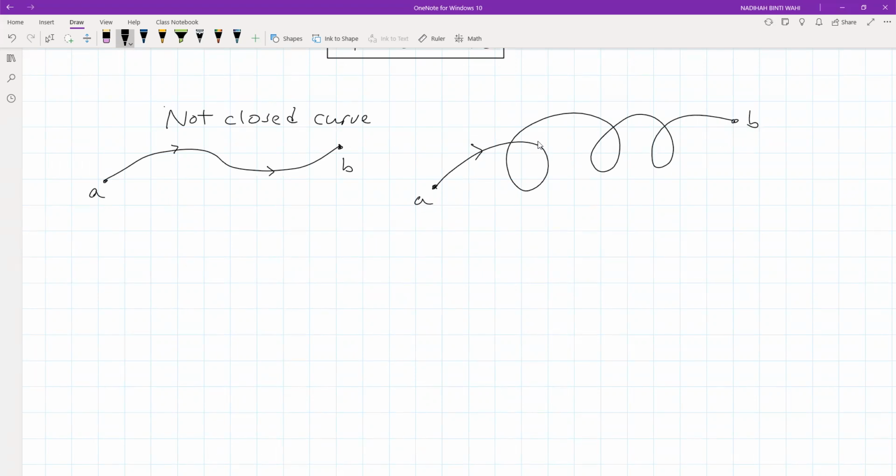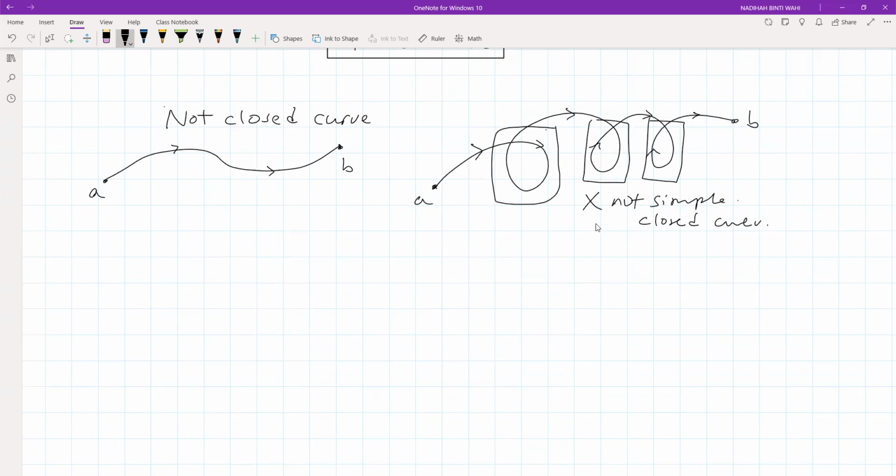A to B. So this is like a loop. So this is not a closed curve. Not a simple. It closes only at this particular point, but it is not a simple closed curve. Not a simple closed curve. It closes at only some points.